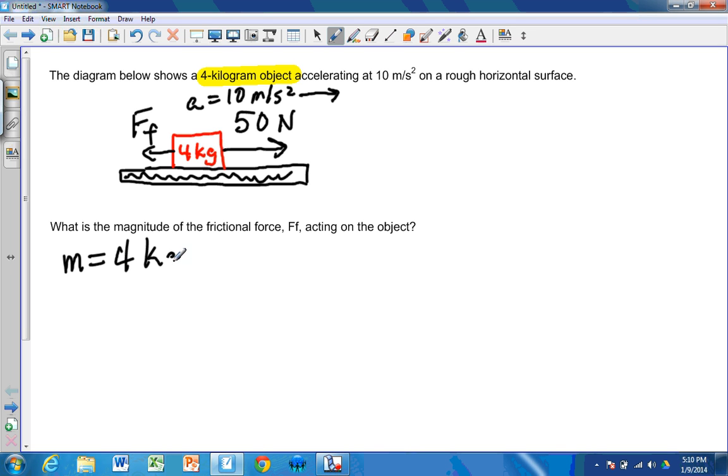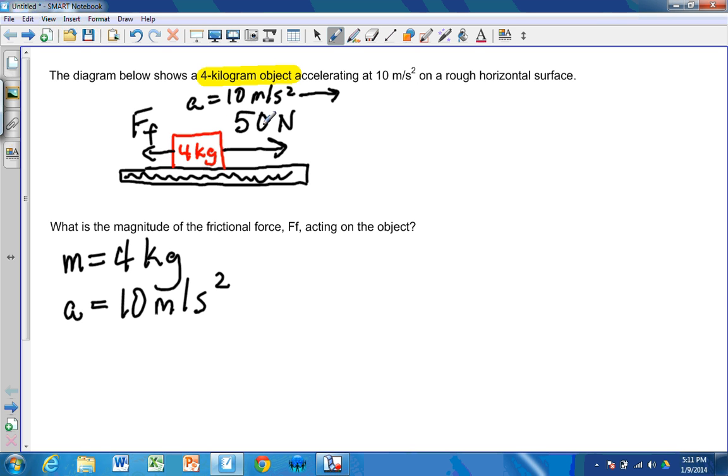I have a 4 kilogram mass. And then I have an acceleration of 10 meters per second squared. And if I have an acceleration, I should automatically realize that I do not have a balanced forces situation, that I do have a net force here. Net forces cause accelerations, and so the friction force is either larger or smaller than the 50 Newton rightward force.